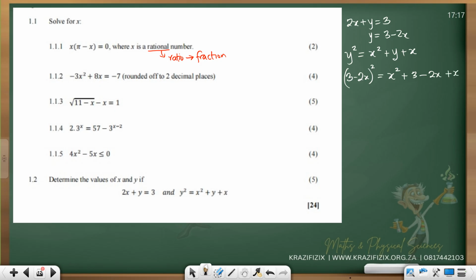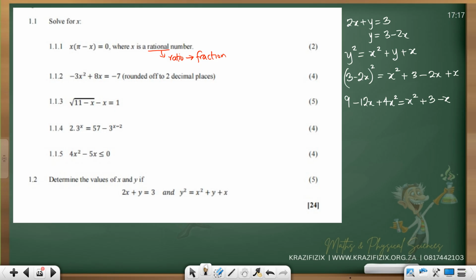Lovely. Let's expand. 3 squared will give us 9. 3 times 2, 6. Times 2 again will give us 12. I'm sure you understood what I did there. Plus 4x squared equals x squared plus 3 minus x. Please just follow through here. The chances of making mistakes are very high.